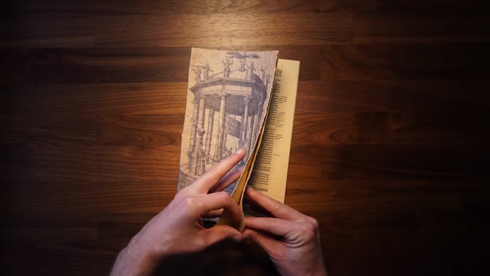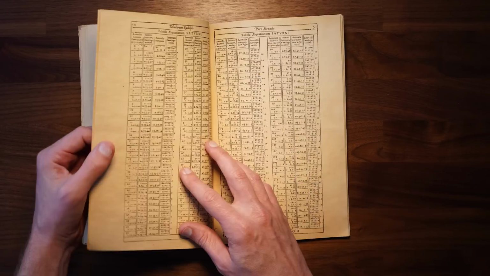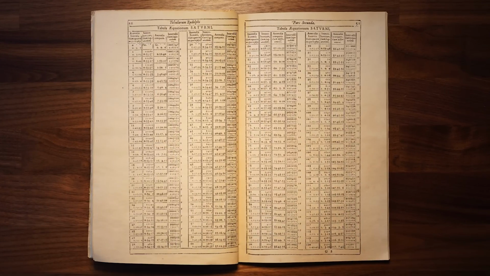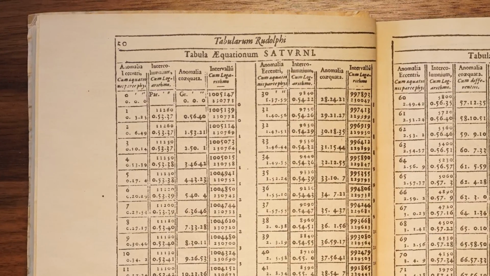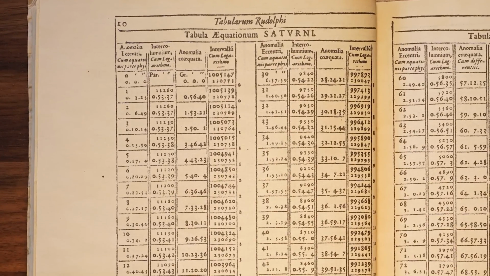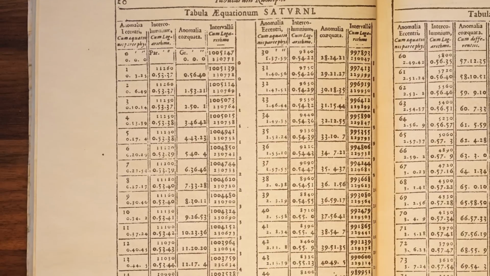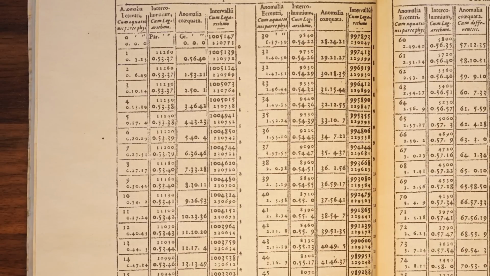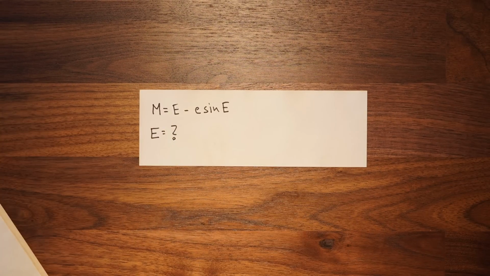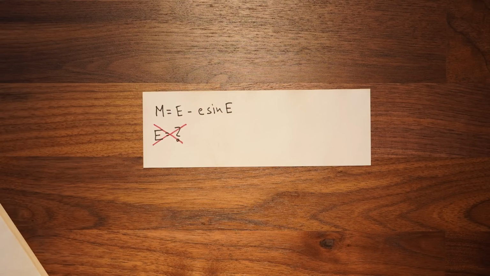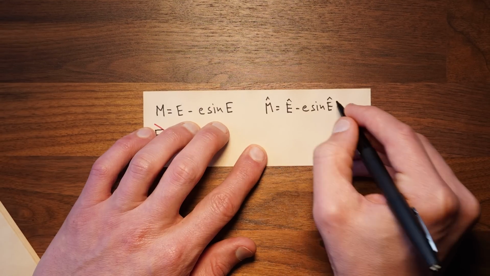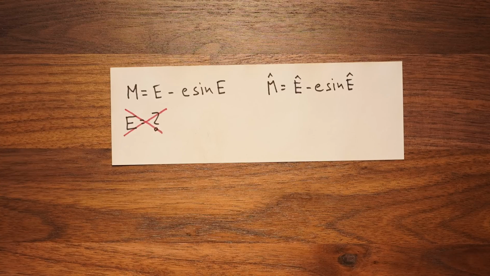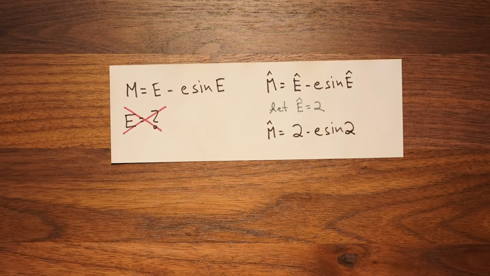These are the Rudolphine tables. Published by Kepler in 1627, they predict the position of the planets about 30 times more accurately than previous approaches. How did Kepler get around his unsolvable equation to make these predictions? An interesting property of equations like Kepler's is that while there's no obvious way to solve for E, it's very easy to check if a given E value is any good. All we have to do is plug some estimate of E, let's call it E hat, into Kepler's equation, and see how close the resulting value is to the value of m that we're looking for.